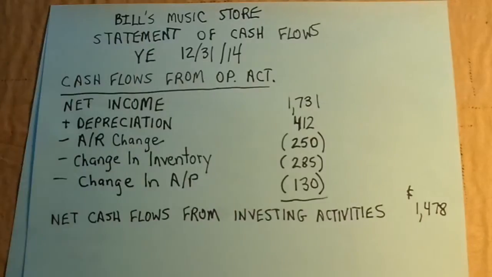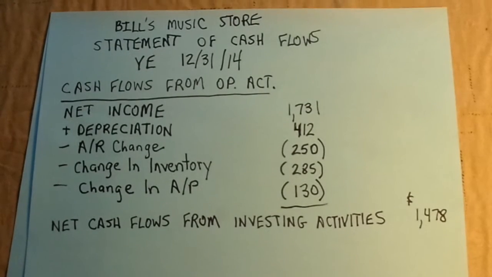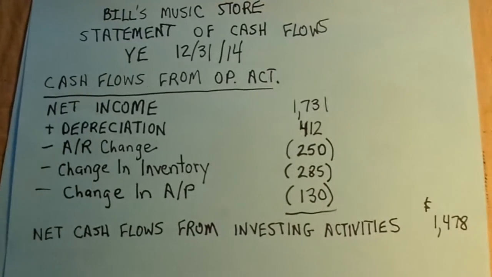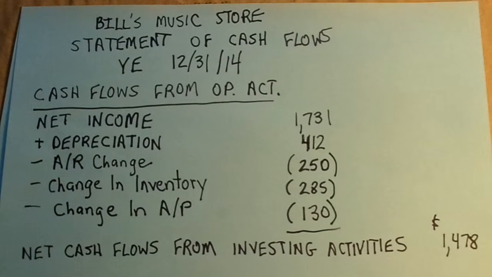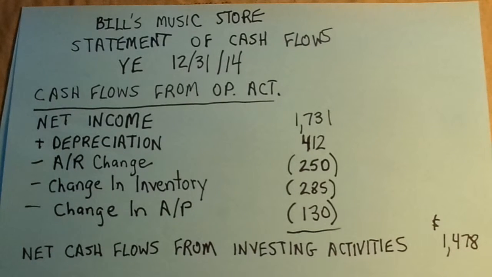cash flows. So first, let's take a look at the operating section. So we have the title, which is not really part of the operating section. We have the name of the company, the name of the statement, and year ended, implying that it started January 1st, ends December 31st, 2014.